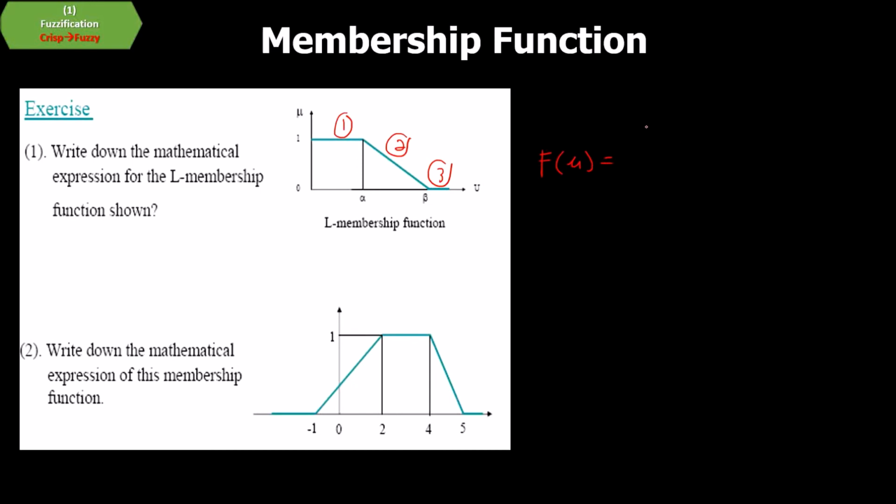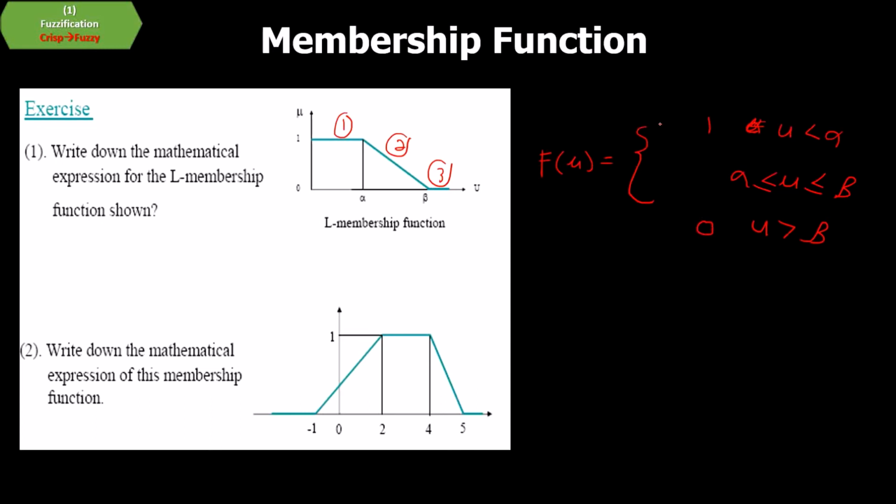So we have three parts here. The first part is what is the value if u is less than alpha, and then what is the value if u is higher than alpha and lower than beta, and the third part is u higher than beta. So this one is straightaway the value of 1, and this is straightaway the value of 0.